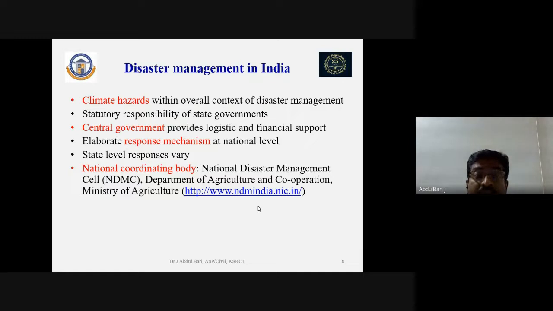And the national coordinating body is much more important with the disaster management plan, that is the National Disaster Management Cell, that is NDMC, and the Department of Agriculture and Cooperation at the Ministry of Agriculture. All these will have coordinating work in order to have the disaster management cycles, or in order to prevent disasters. All these ministries will be looking after coordinating work.